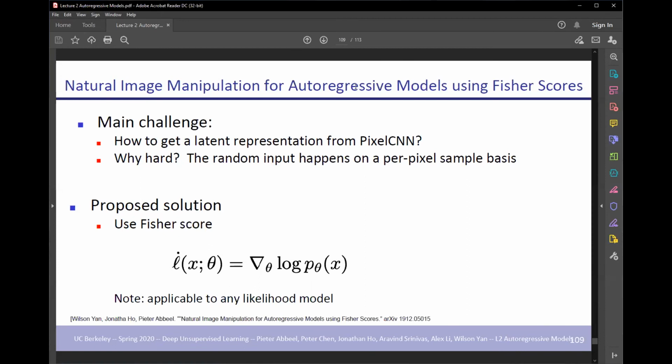Yet another way of manipulating autoregressive models is using something called Fisher scores. Why do we want to do this? Or what are we after? The point here is, typically, we do a lot of these autoregressive models, and unsupervised learning in general, in order to learn representations of the underlying data.